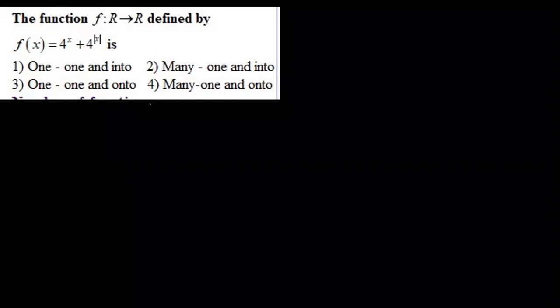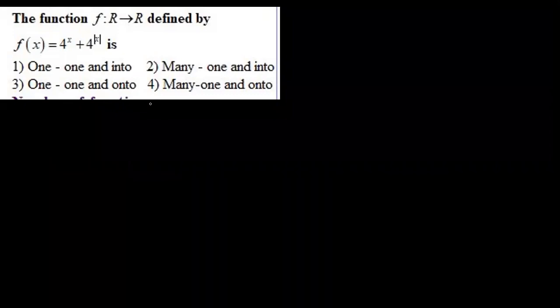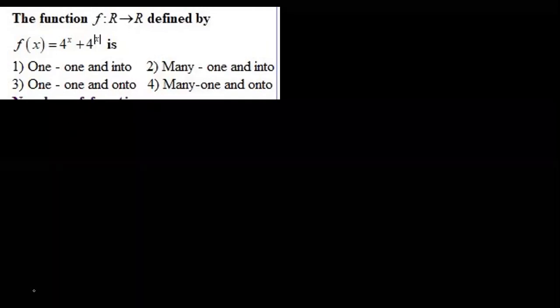The function f maps R to R defined by f of x is equal to 4 power x plus 4 power mod x. That is the question. How to solve this one? Okay, I will explain. See, which option is correct? This is what they are asking.